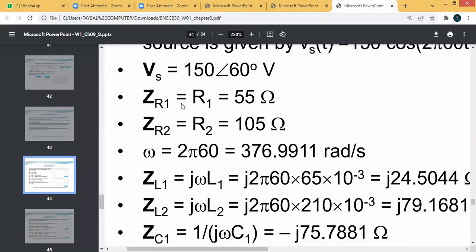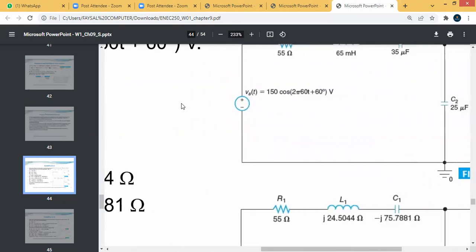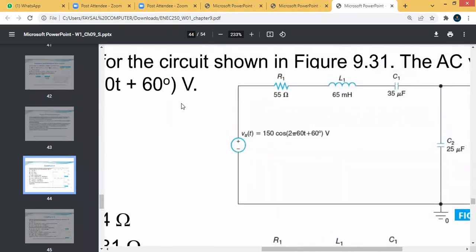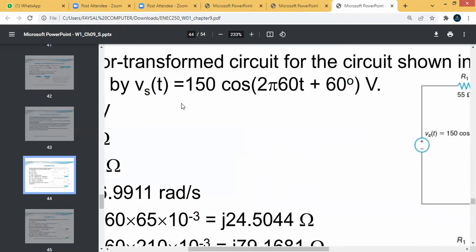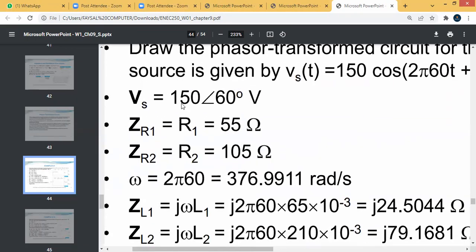Now the value that is ZL1. Where is the ZL1? So how to find ZL1? ZL1 is found from j omega L1.